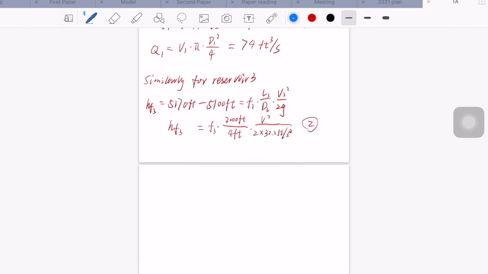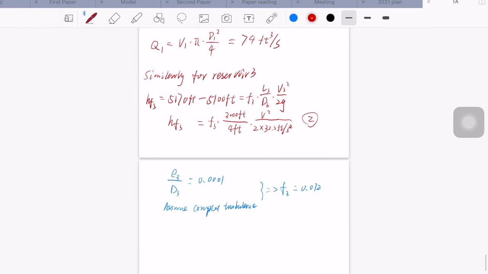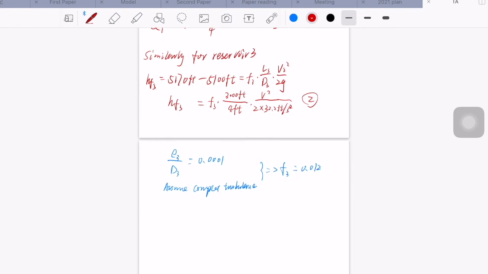We know the e divided by D3 equals 0.0001, and also assume complete turbulence. And we can find F3 equals 0.012, and we can calculate equation 2 and find that velocity V3 equals 22.38 feet per second.